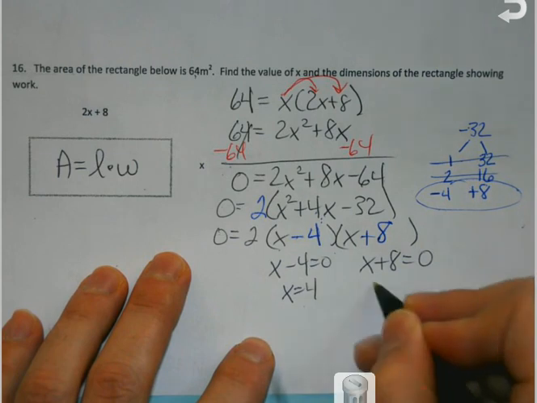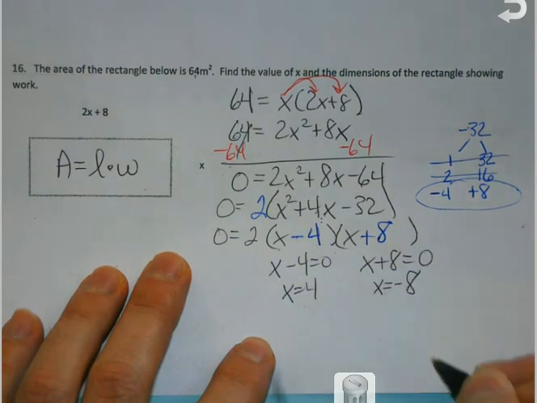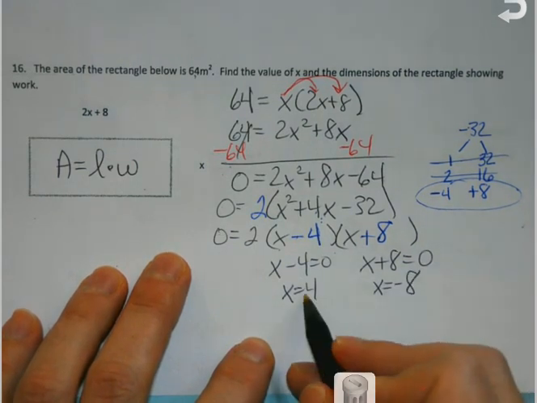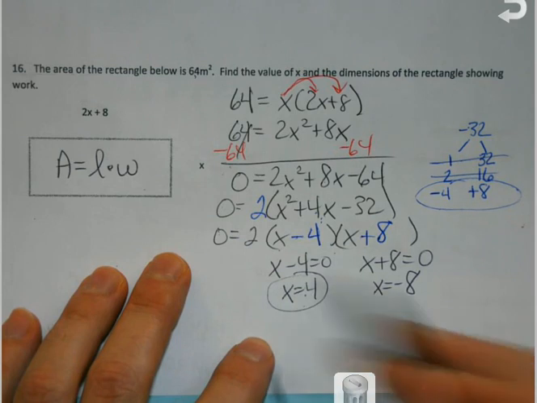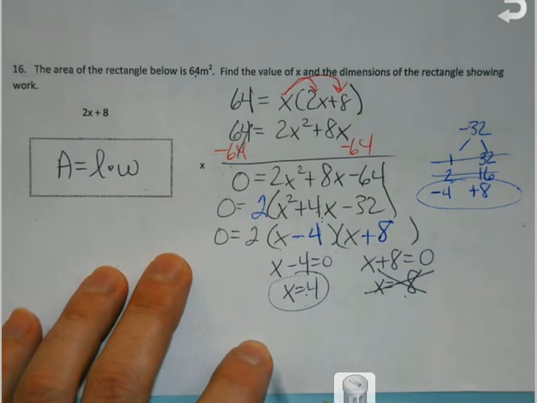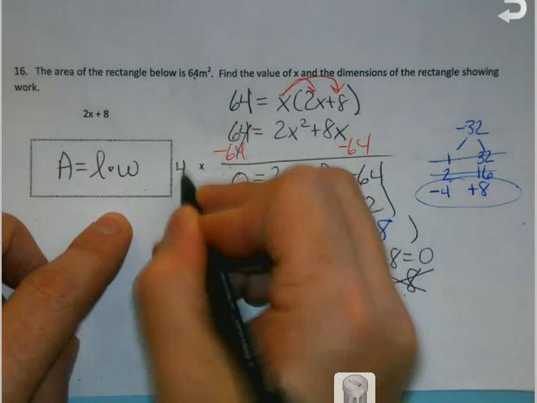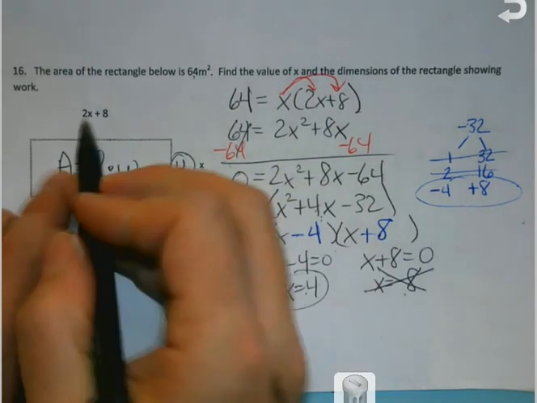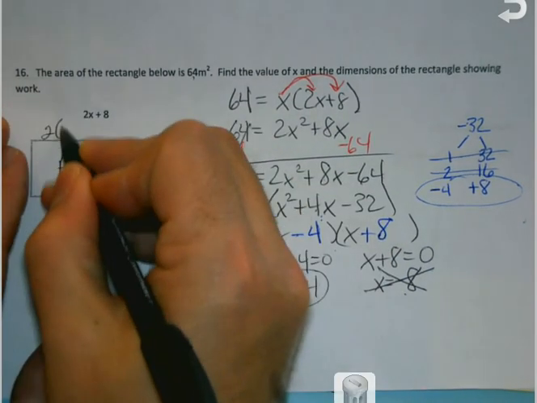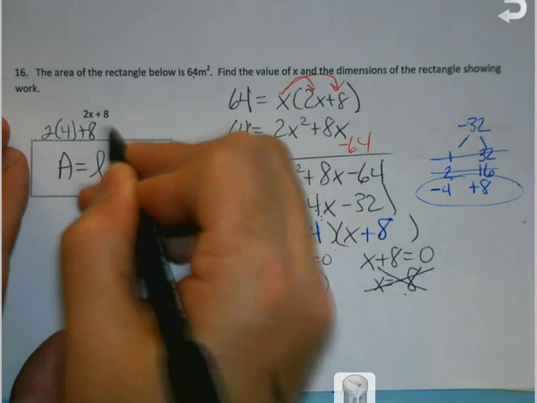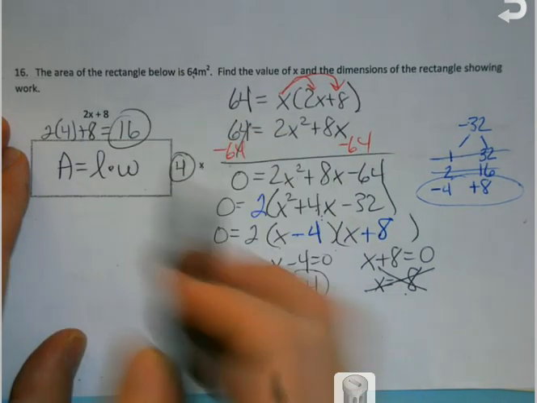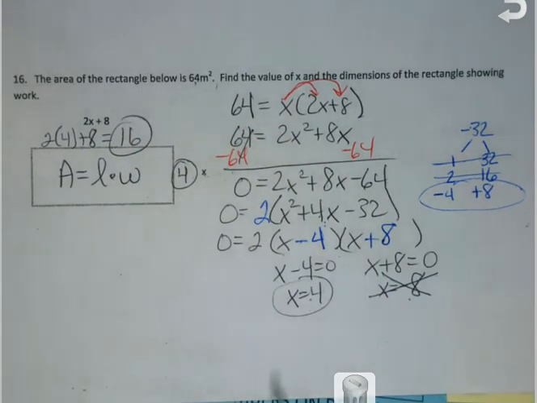And then use a little common sense. Can a side of a rectangle be 4? Sure. Can a side of a rectangle be negative 8? No. And find the dimensions. Okay, I plug in 4 for x. This side's 4. I plug in 4 for x, 2 times 4 is 8 plus 8, 16 by 4. 16 times 4 is 64, and I've got it.